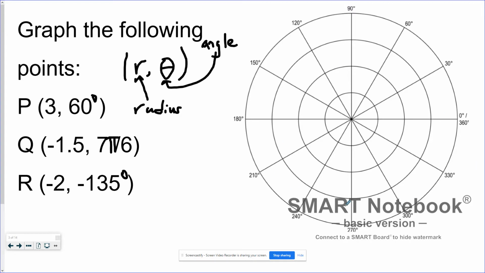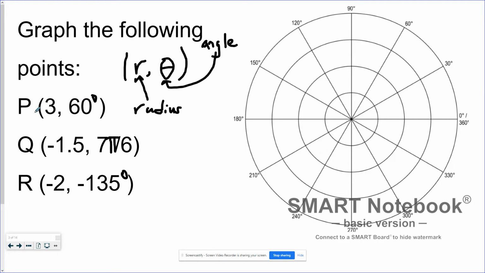Also remember when it comes to the graph, the radius tells you how many circles to go out, and you can change this to fit whatever you need as far as scale, whether it's 1 or 2 or 5 or 10. For our example today, I'm going to use a scale of 1. And then your angle measures you can match up corresponding to the angle that is given. We always just use the 30-degree circles as we've talked about.